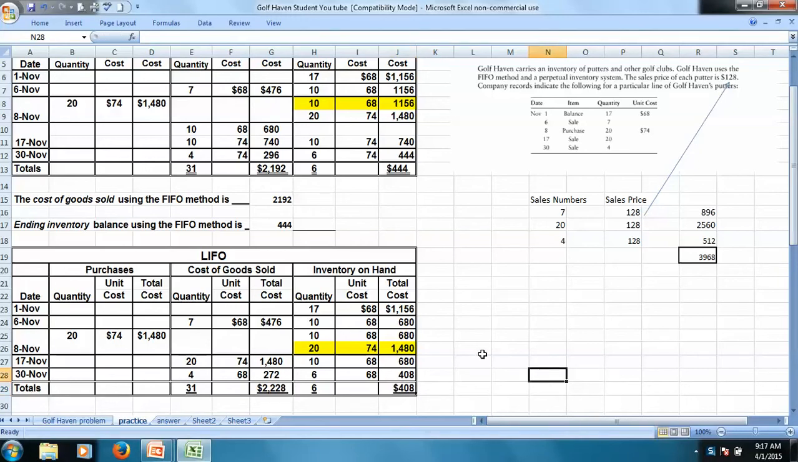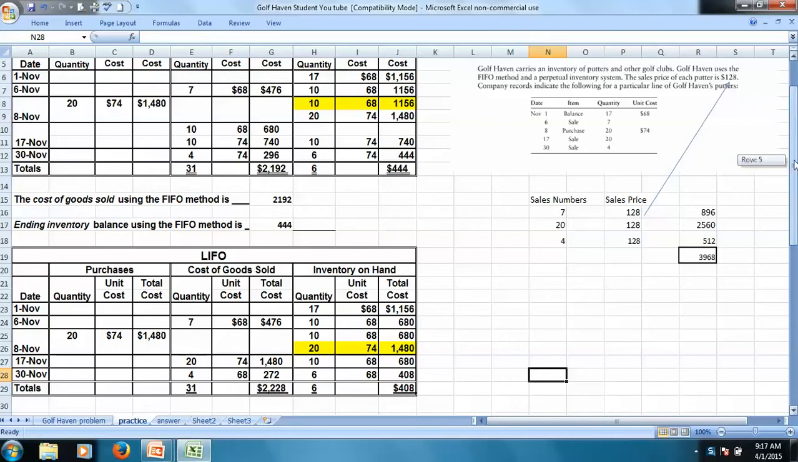And isn't it interesting? Just by changing a different method, and we're selling the same amount of putters, we're buying the same amount of putters, but under FIFO we're going to say that those putters that we sold cost $2,192. If we choose LIFO, we're going to say that they cost us $2,228 because in times of rising prices, those last putters that came in, they cost us more. And if we're saying they're the first to go out, then that cost would be more.